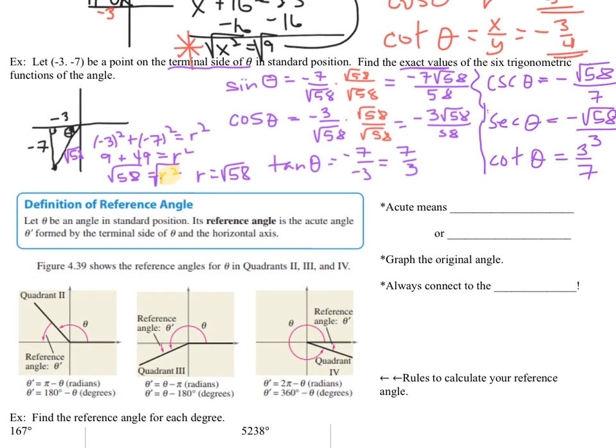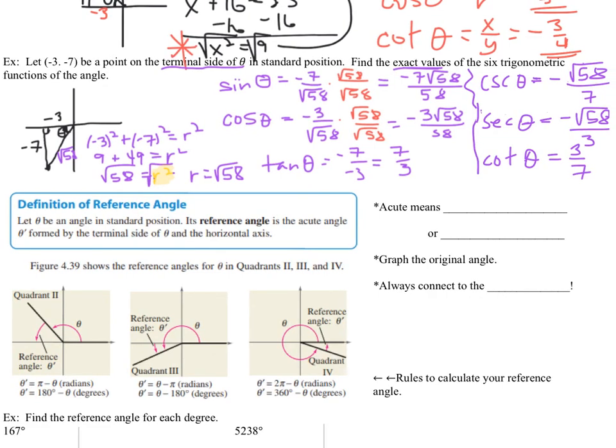All right, hopefully you took some time to do that. Let's see how you did. I found cosine to be -3 over square root 58, and then I rationalized it. Notice tangent, if you have a negative divided by a negative, becomes positive 7/3. And then I did the reciprocals. Those actually went a lot faster.